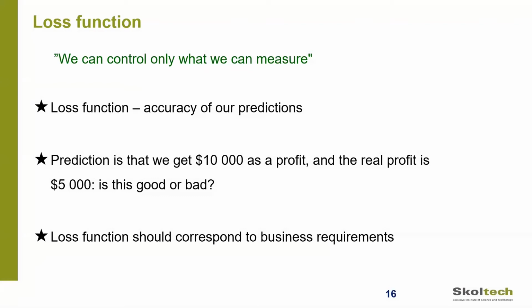Of course, we can control only what we can measure. And so the loss function estimates the accuracy of our prediction. And it's very important to define the loss function depending on the problem we solve. Because in case of this problem, imagine that we predict that we get $10,000 and the real profit is like $5,000. Is this a good or bad prediction? Because we significantly overestimated the profit. Well, maybe this is good, maybe this is bad, but the answer depends significantly on the subject domain.